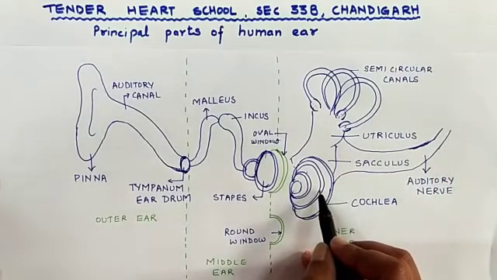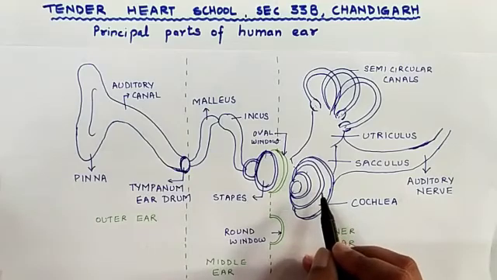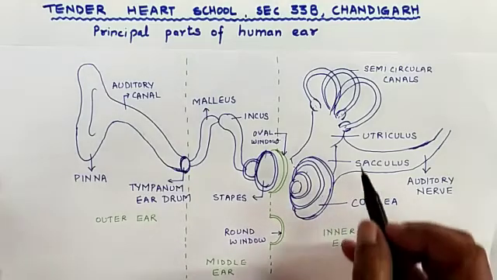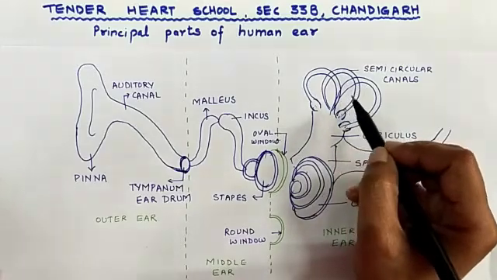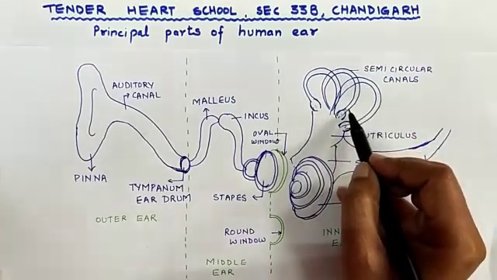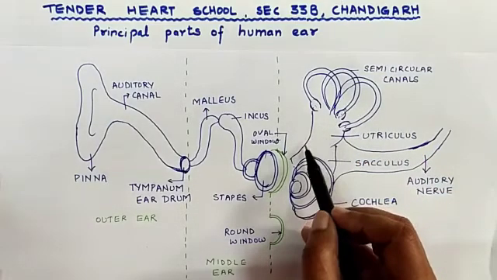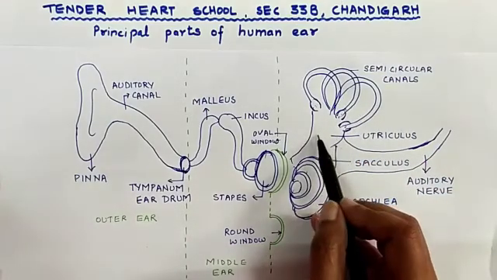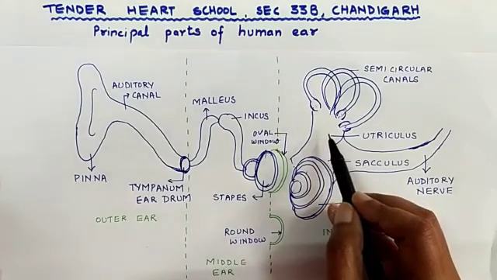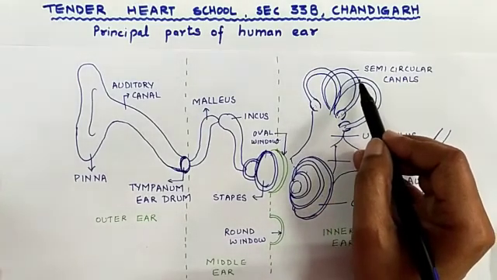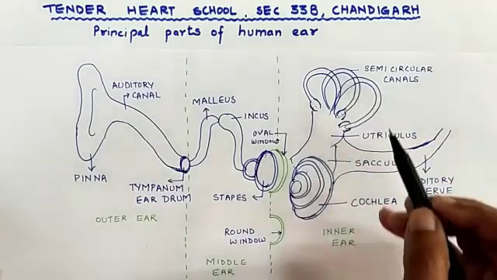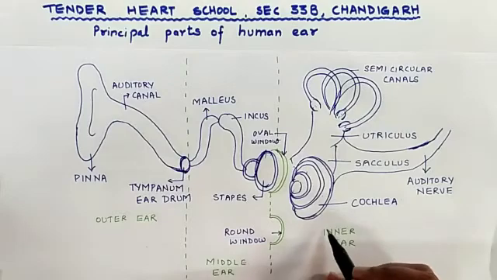Cochlea contains the sensory cells for hearing, and similarly in the inner ear we have the semicircular canals which contain the sensory cells for dynamic balance. Vestibule, that is utriculus and sacculus, contains the sensory cells for static balance. Static balance means when the body is at rest. Dynamic balance means when the body is in motion. So, let us just see the inner ear again.